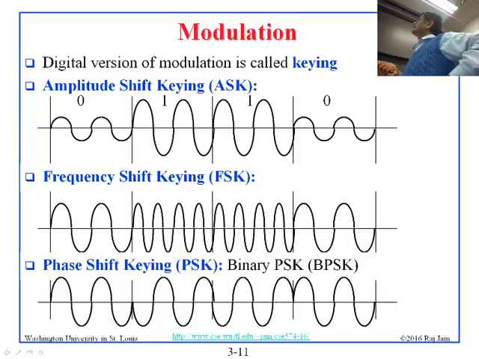Or you could change the frequency. When you want to send a 0, you have a low frequency. When you want to send a 1, it is a high frequency. That is frequency modulation. Or you could change the phase. When you want to send a 0, the phase is 0. When you want to send a 1, the phase is 180 degrees as shown here.